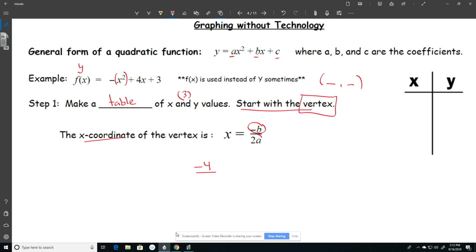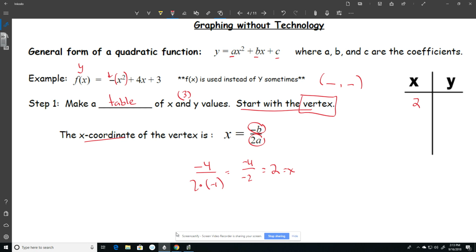On the bottom, I put 2 times a. 2 goes on bottom. A is this number out in front, and right here, my a is negative 1. That negative sign is my a, so it's just negative 1. So this becomes negative 4 over 2 times negative 1, which is negative 2. Negative 4 divided by negative 2 is just positive 2. So what that tells me is the x value of my vertex is going to be 2. That's going to be the lowest point.